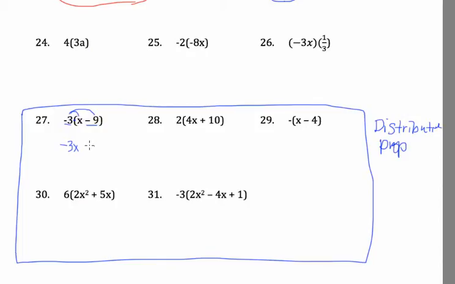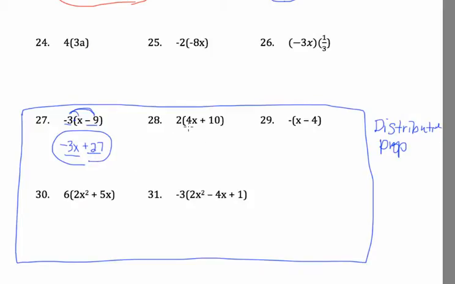Remember about your negative rules. A negative times a negative makes a positive, so that will be plus 27. So I've distributed the negative 3 to both pieces. Now, I can't combine them any further because these aren't like terms. So that's my answer.